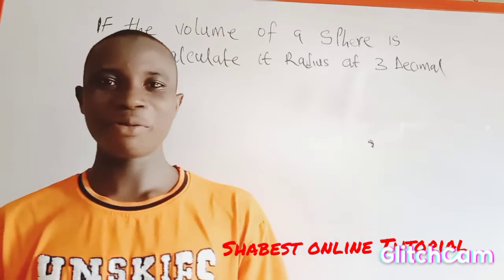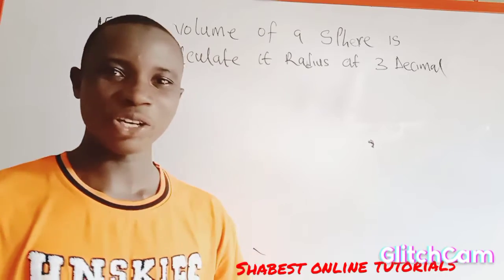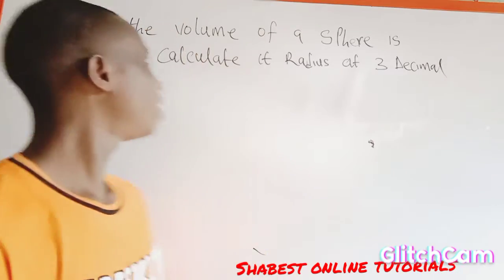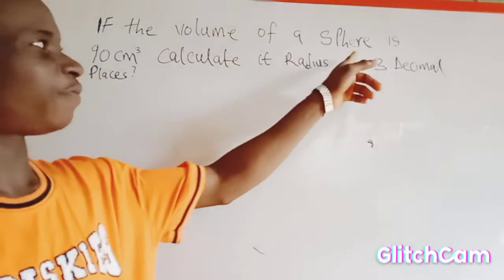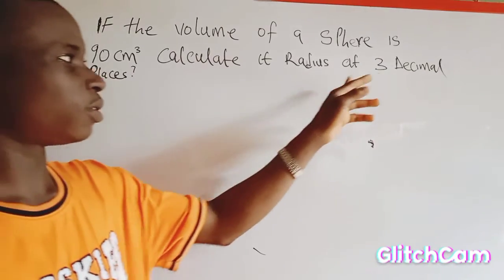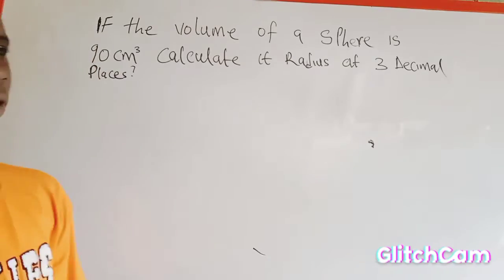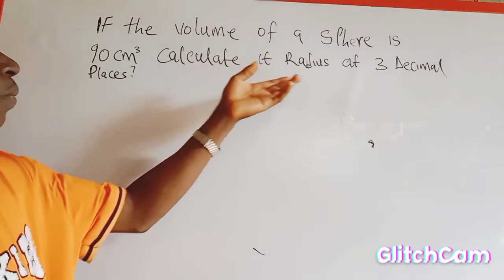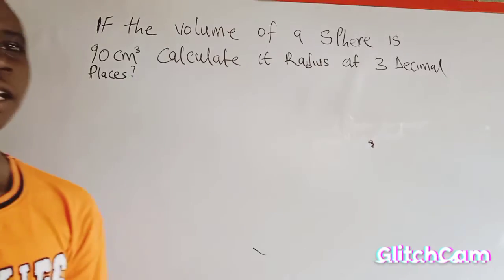In today's tutorial, we are going to learn how to calculate a radius. The question on the board says, if the volume of a sphere is 19 centimeter cube, calculate the radius to 3 decimal places. So we are asked to calculate the radius of a sphere. So, solution.